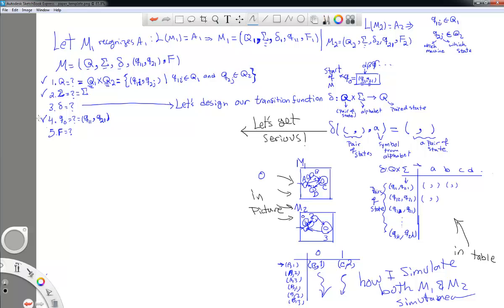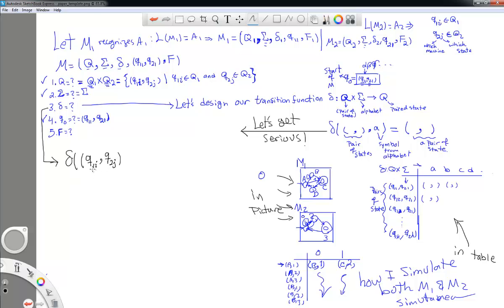So what I need to do is define the delta. Delta is at the core of my computation. What happens when I'm in a state in my automaton that's a combination of the two automata, and then I see a symbol? What would I do? This is what I would do. The delta of a state Q sub 1I comma Q sub 2J.